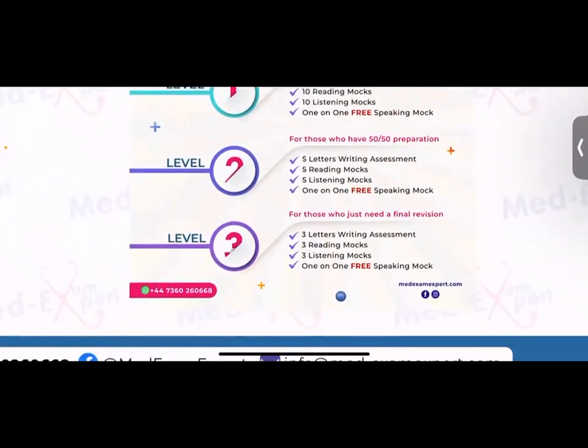Okay, and for level 2, for those who have 50-50 preparation, it is advisable to take 5 letter writing assessments, 5 reading mocks, 5 listening mocks, and 1 free speaking mock. And for level 3, for those who just need a final revision, the students who are in their final phase of preparation and only need mocks to get themselves evaluated, it would be 3 letter writing assessments, 3 reading mocks, 3 listening mocks, and 1 free speaking mock.